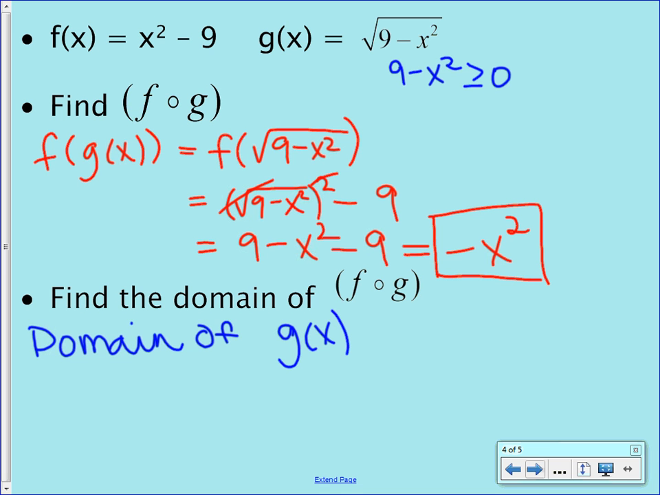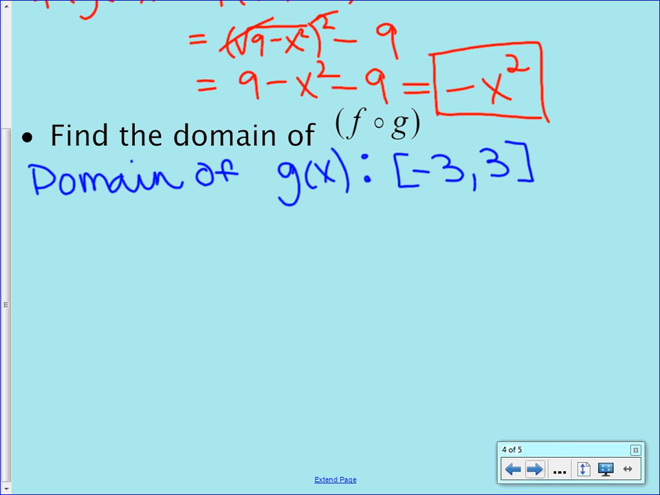If I put in -4, you're gonna get an imaginary number, right? So our domain, it can't be bigger than 3, it can't be smaller than -3. So we're between -3 and 3. But we can have the square root of 0, so 3 and -3 are okay. Okay? So this is what we're already restricted to. This is what we can plug into g.